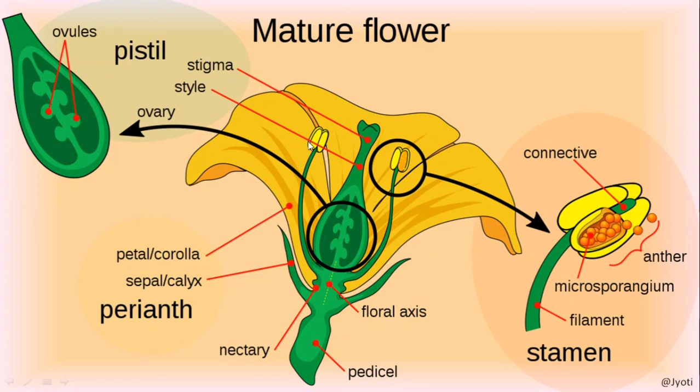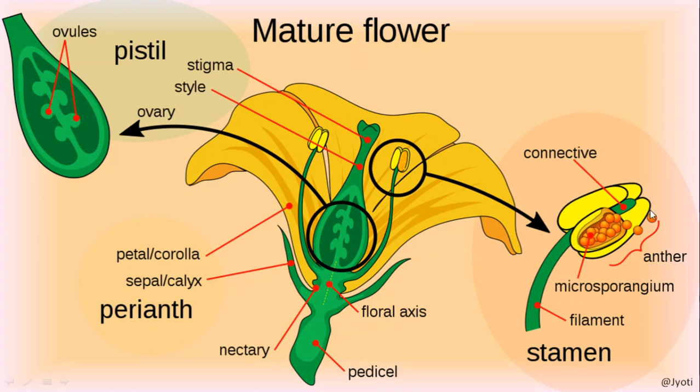Now we will discuss in detail the male and female reproductive structures. So see here, the male reproductive structure, or the stamen, is highlighted. So you can see the stamen. A stamen has three different parts. That is the stalk, with the help of which it is attached to the thalamus. Thalamus is the basal swollen part of the flower. That stalk is called the filament. With the help of the filament, the stamen is attached to the base of the flower, or the thalamus.